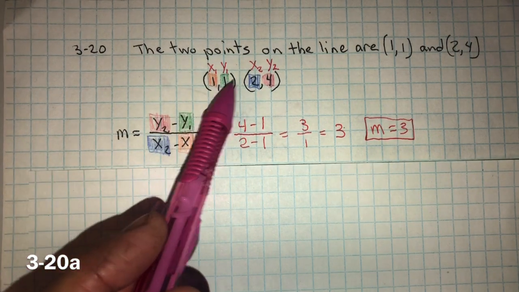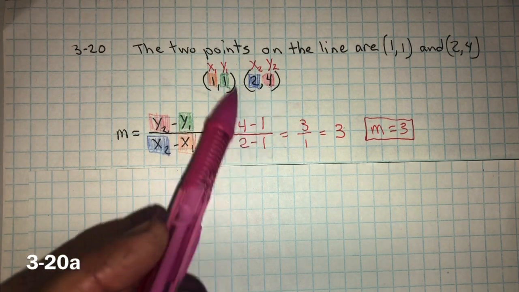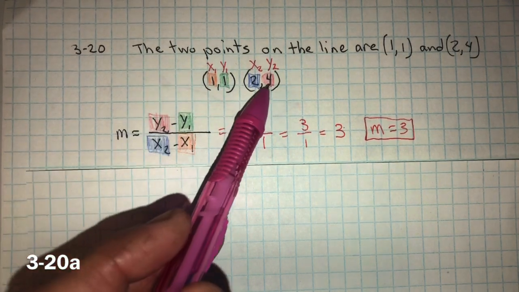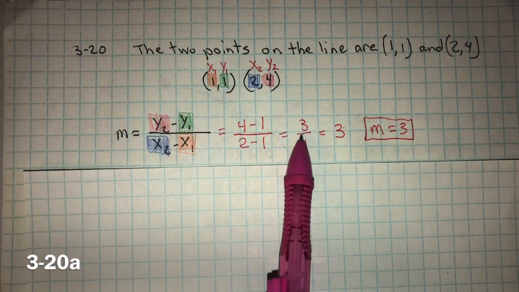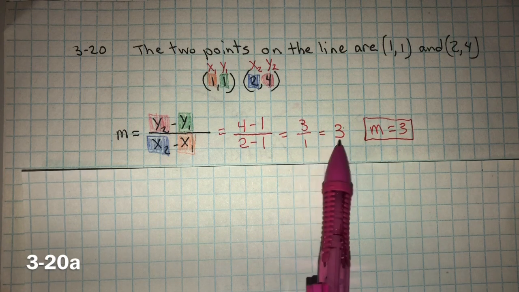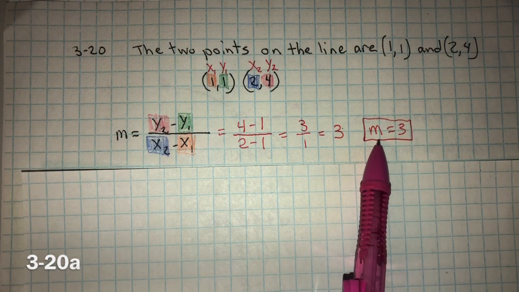I could have done 1 minus 4 and then over 1 minus 2, but that would have given me negative values, so I just chose to go 4 minus 1. And now we have 3 divided by 1, which equals 3. So the slope of her line is 3.